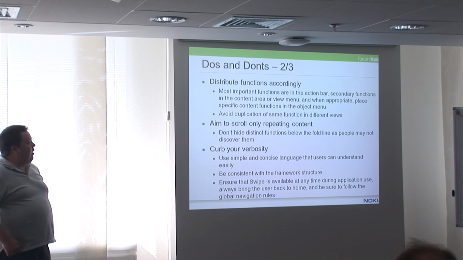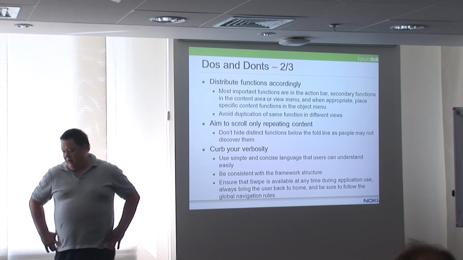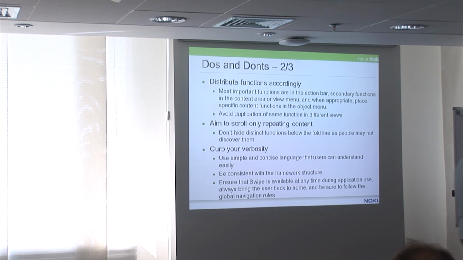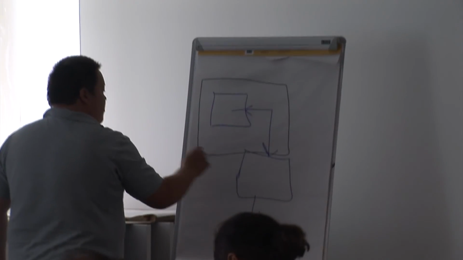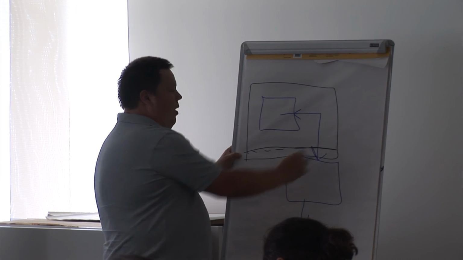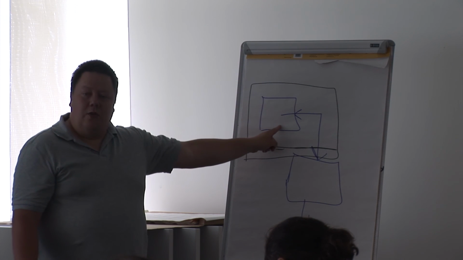Aim to scroll only repeating content. Repeating content, item, item, item, item. So we have a list, or we have a grid. That's good to scroll. But a very bad thing is if this is your view, and this is the actual content in the view, and let's say that you have some toolbar, for example, here, which is of course now too large to be shown even here, so the user has to scroll.